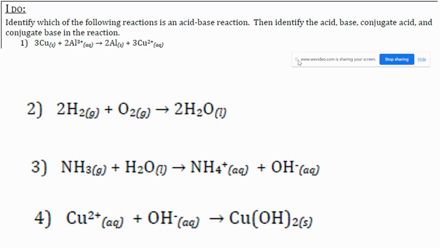So this is an acid-base reaction here. We are going to identify our acids, bases, and the conjugates. So I find my pairs. First of all, is number one an acid-base reaction? No, there's no hydrogen to make it an acid. So that's gone. Okay, this guy here. Are we exchanging hydrogens here? Okay, so that guy's out.